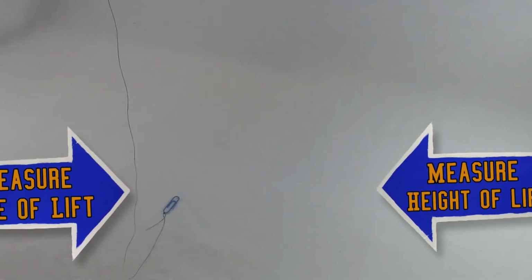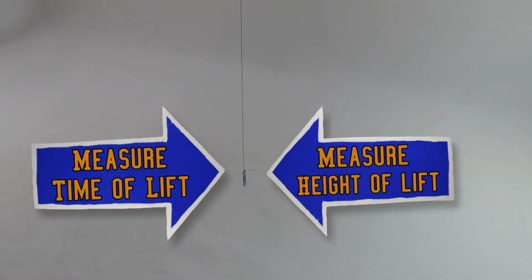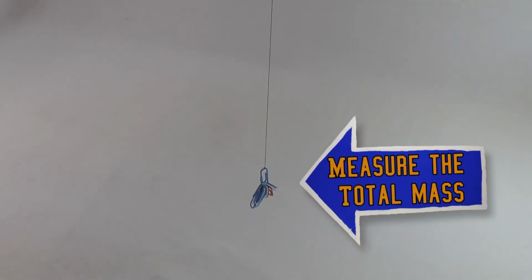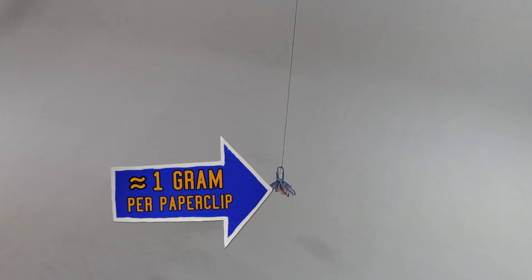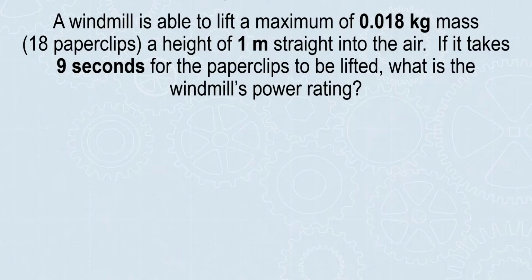Once you found the maximum amount, measure the height it was lifted and the time it was lifted. You can measure the total mass using a scale at home, or assume that each paperclip has a mass of 0.001 kilograms. Now that you've tested and collected data, it's time to calculate the power rating of your windmill.